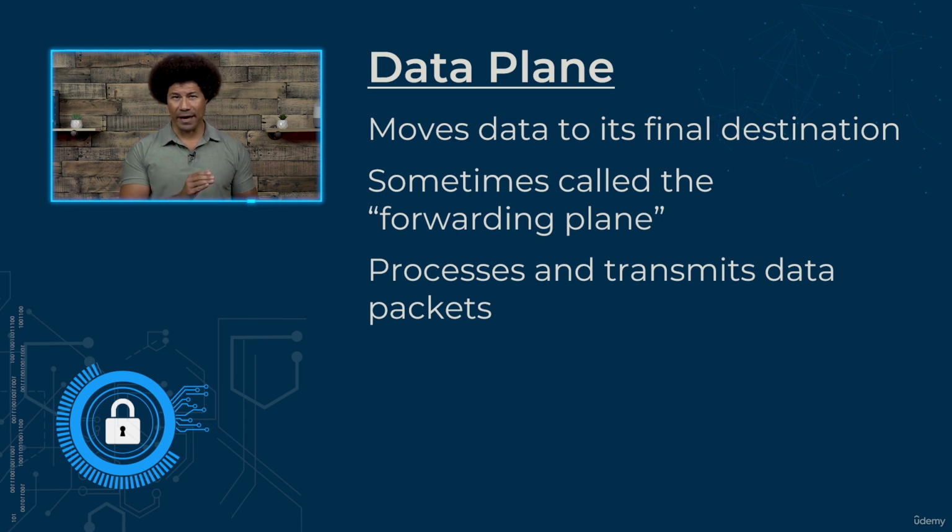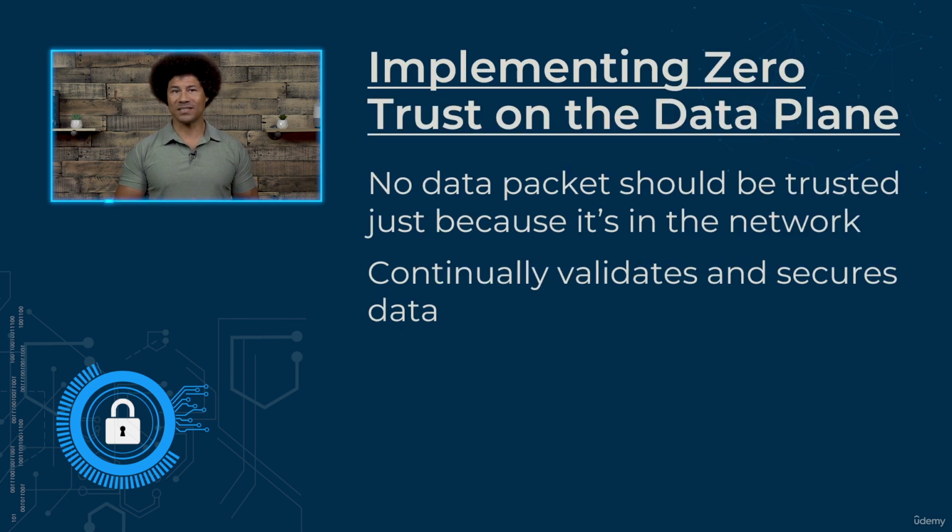The data plane, sometimes referred to as the forwarding plane, is responsible for processing and transmitting data packets. The zero trust approach, when applied to the data plane, emphasizes that no packet of data should be trusted simply because it's within the network. Each piece of data must be continually validated and secured.